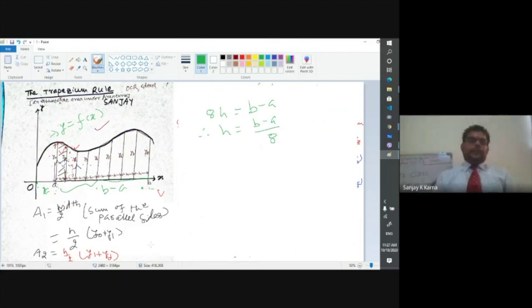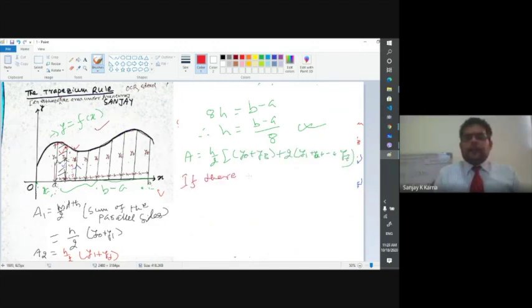What does it mean? It means that if you are given 8 strips here, then the difference of the highest value of x and the lowest value of x, divided by the number of strips, will give you the value of h. So here we talk about 8 strips. In that case, our area was h by 2 times y0.